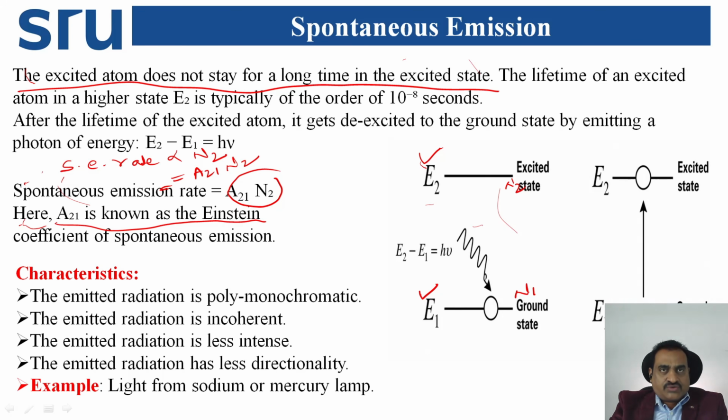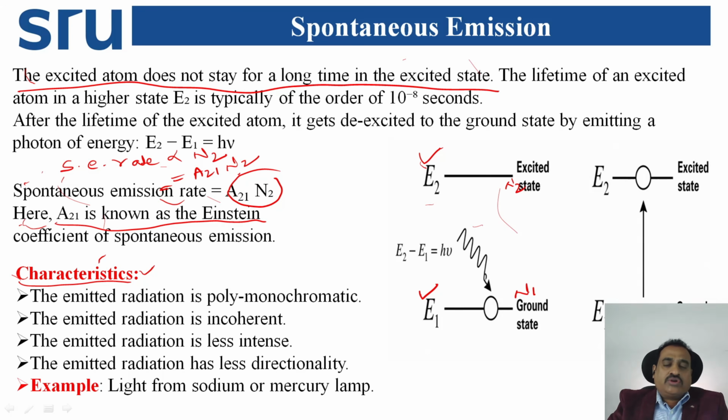The slide also introduces the Einstein's coefficient A21. Already I discussed A21, which represents the spontaneous emission process, that is the Einstein's coefficient of spontaneous emission of radiation. So now, what are the important characteristics? Spontaneously emitted radiation is generally incoherent, that is less directional and less intense compared with laser radiation.